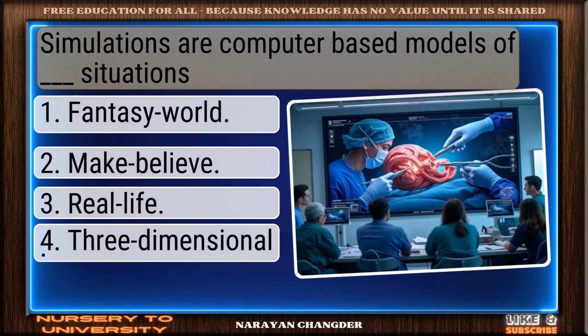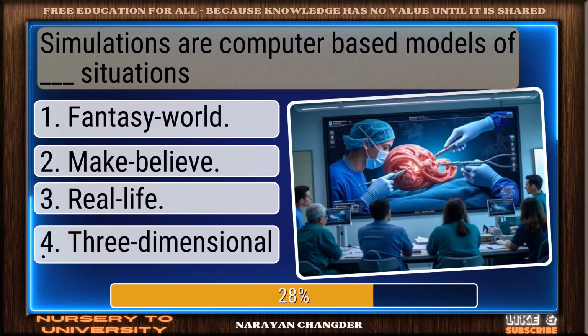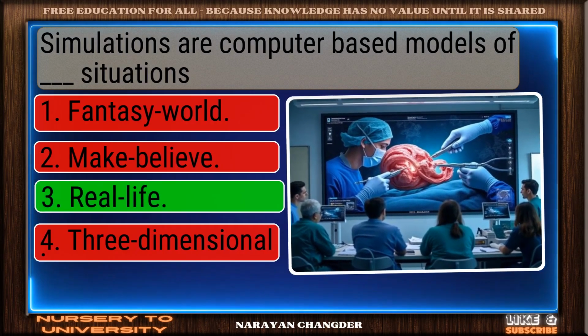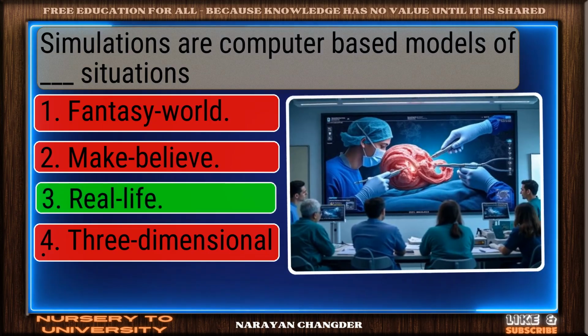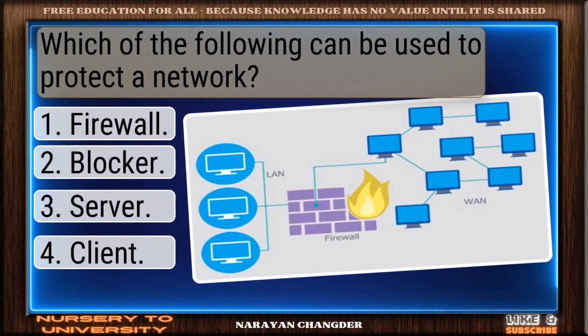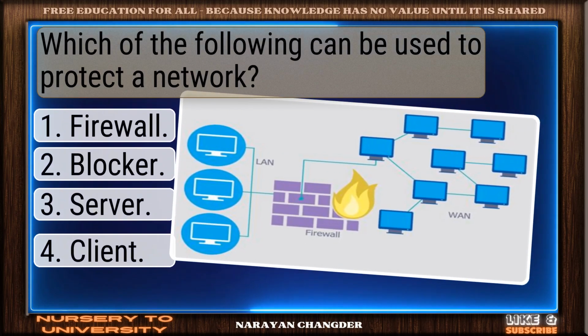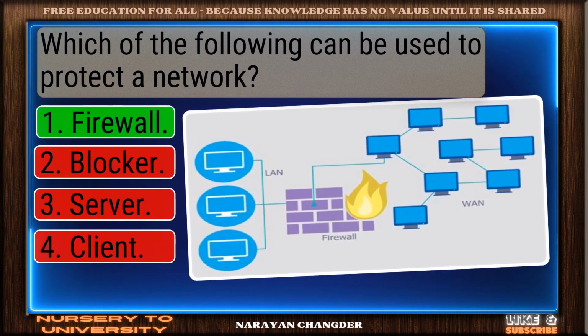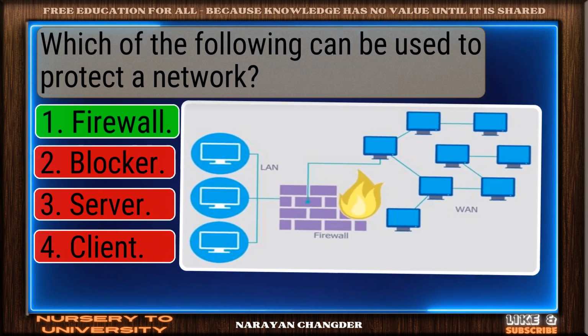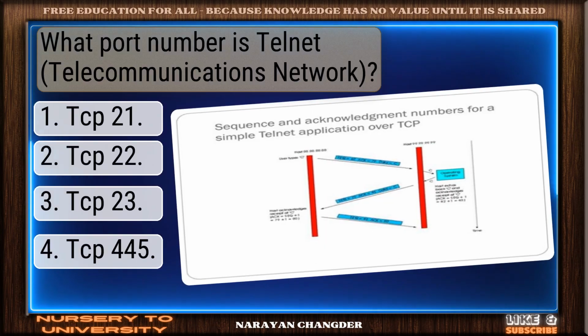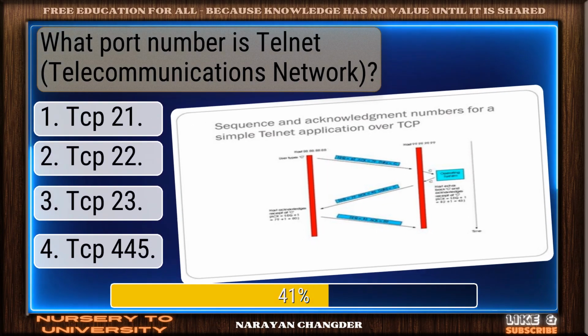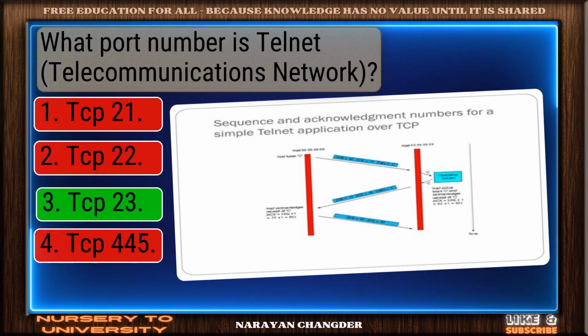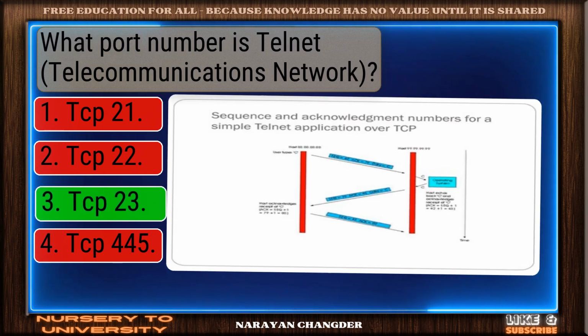Simulations are computer-based models of dash situations. Well done. Real life is right. Which of the following can be used to protect a network? Great thinking. Firewall is right. What port number is Telnet? Excellent. TCP/23 is well reasoned.